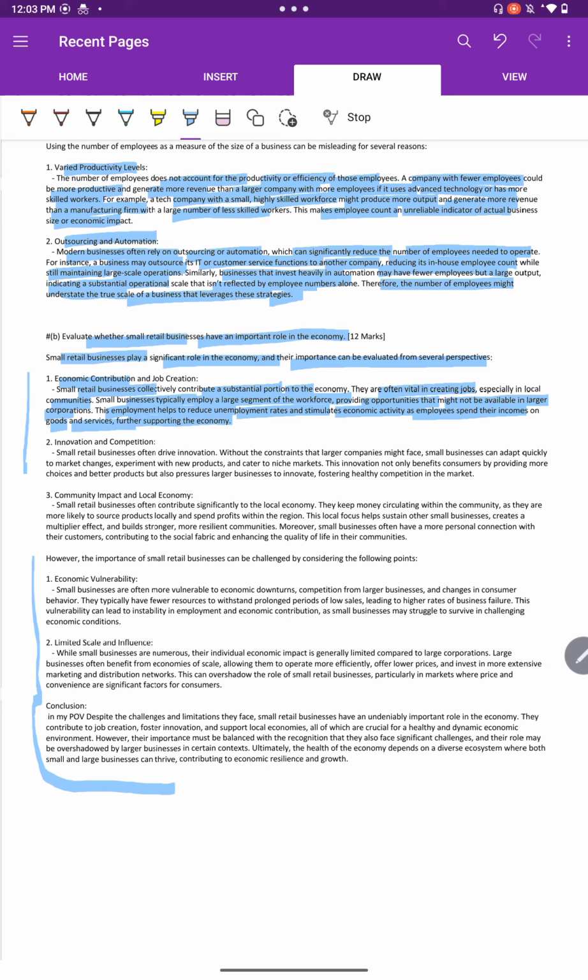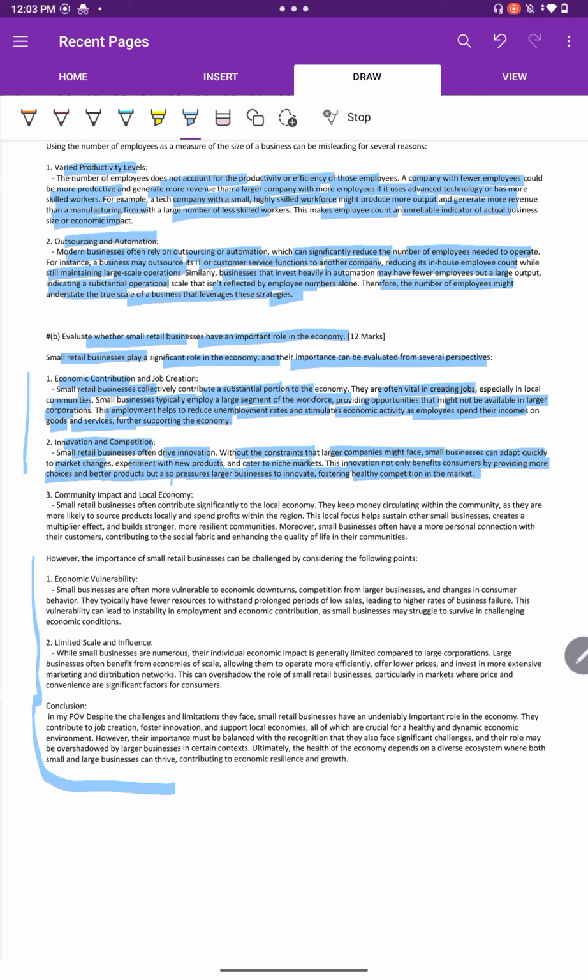The second one would be innovation and competition. Small retail businesses often drive innovation without the constraints the larger company might face. Small businesses can adapt quickly to market changes, experiment with new products, and cater to niche markets. This innovation not only benefits consumers by providing more choices and better products, but also pressures larger businesses to innovate, fostering healthy competition in the market.